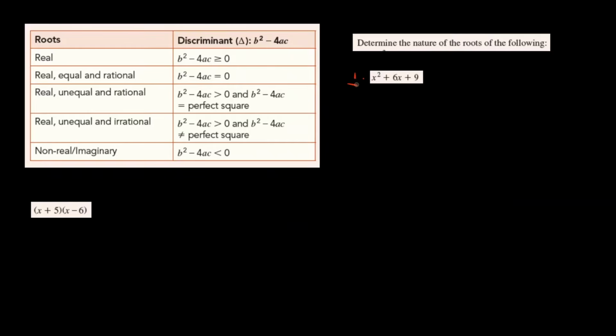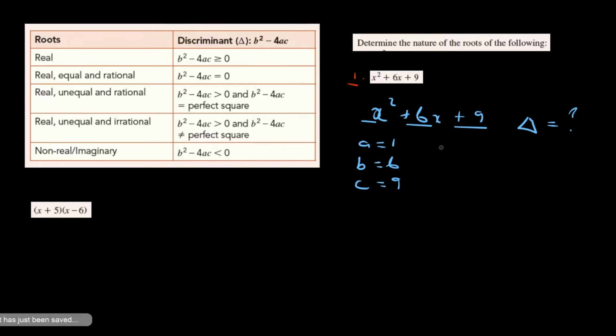So the first question, we are asked to determine the nature of roots of the following. We're given x squared plus 6x plus 9. We need to determine the nature of roots. It means that we need to calculate what our discriminant is. So we need to know that our a is 1, our b is 6, and our c is equal to 9, where a is the coefficient of x squared, b is the coefficient of x, and c is the constant. So we really need to calculate what our discriminant is.